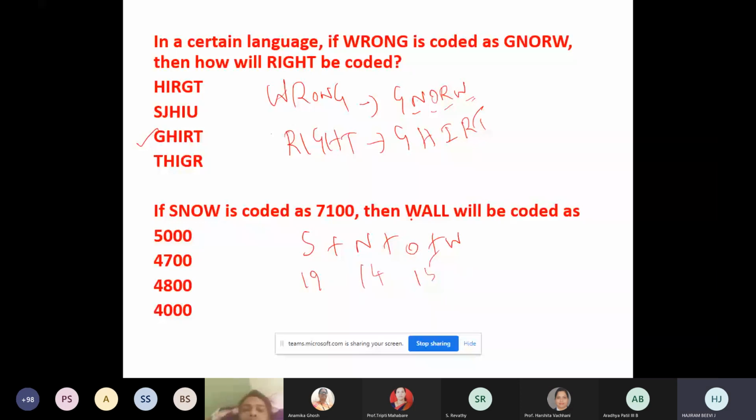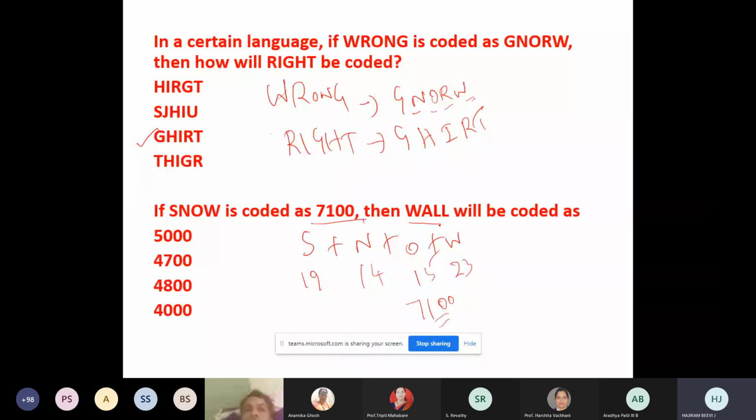19 plus 14 is 33. 33 plus 15 is 48. 48 plus 23 is 71. So they added a 0 for confusing us. Okay, so the answer is 7100, this one. So likewise we are going to code WALL.